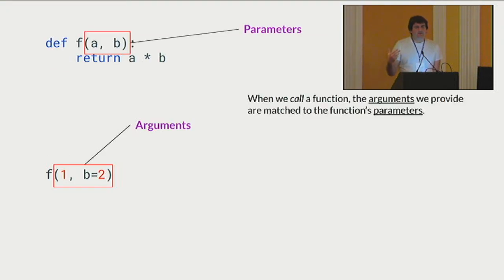Now, the important thing here is that when we call a function, we actually pass arguments to a function definition's parameters, and they're matched up. So we've got, on the one hand, a set of parameters that have been defined inside of your function definition, and on the other hand, a set of arguments. And what Python tries to do is mash the arguments into the function parameters.